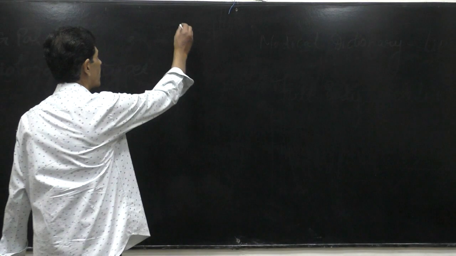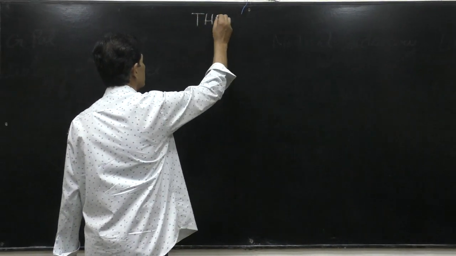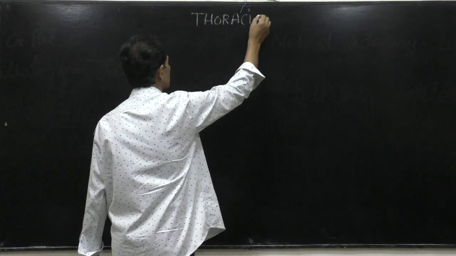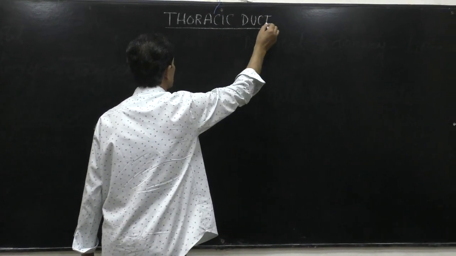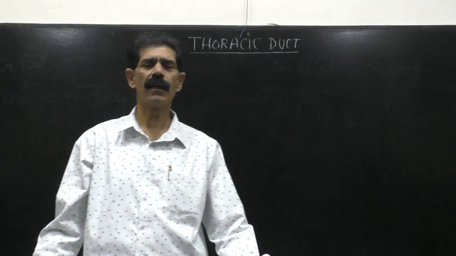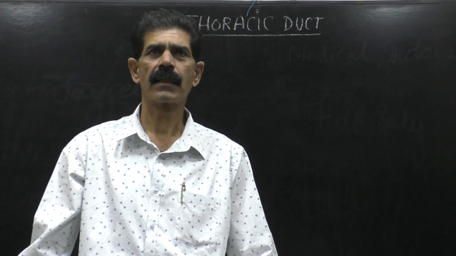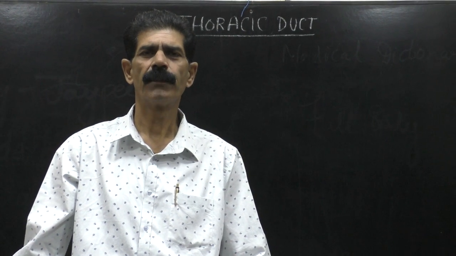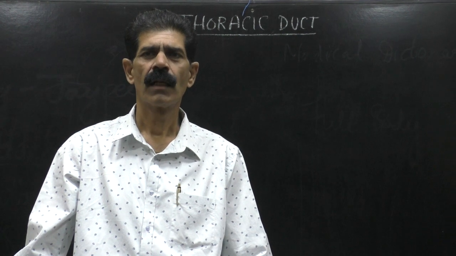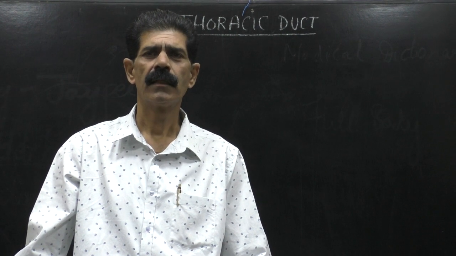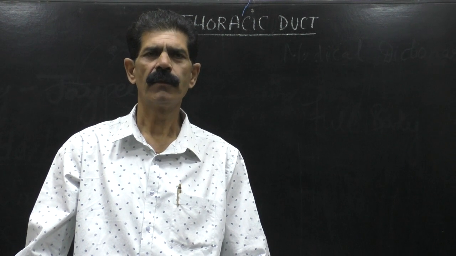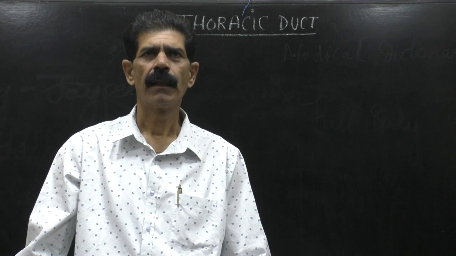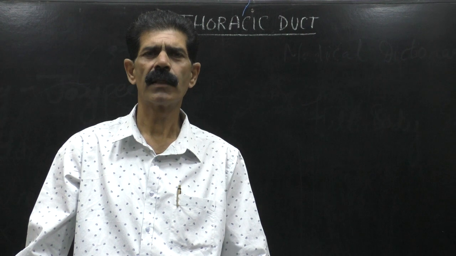Now today we will do the thoracic duct. So the thoracic duct is a lymphatic channel or lymphatic tract which is present in the posterior mediastinum of the thorax, and it collects the dead cells as well as the disease causing organisms from the tissues and throws them into the blood circulation, that is, into the bloodstream.